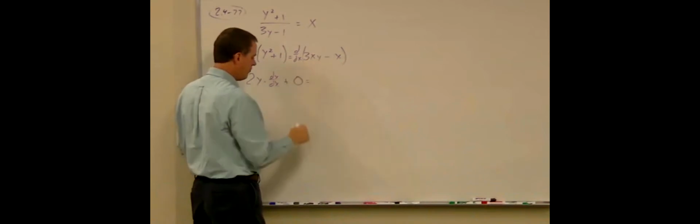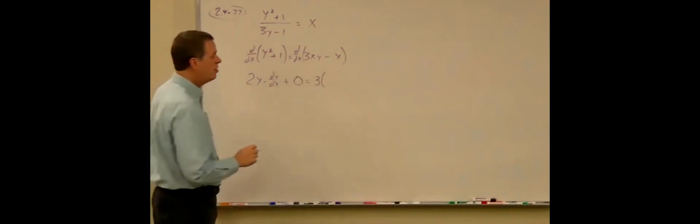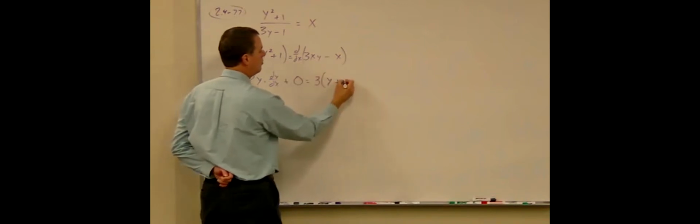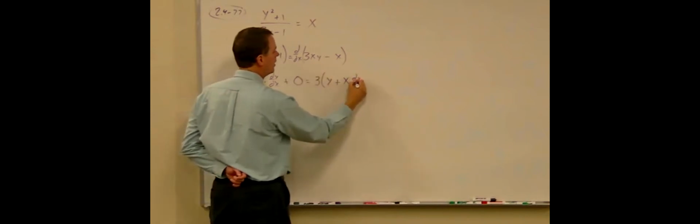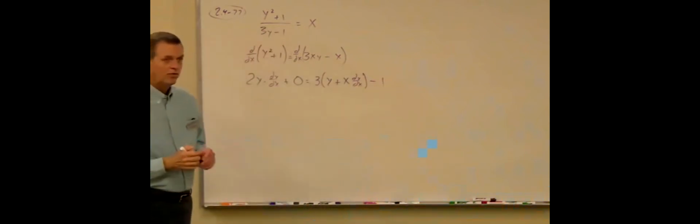Now, over here, you've got to be a little careful. The 3 is a constant, so I can pull it out front. But that's x times y, so I have to do a product. I do the derivative of the x first, which is a 1 times y. And then I do x times the derivative of y, which is dy by dx. And then the derivative of negative x is just minus 1. You follow all that?